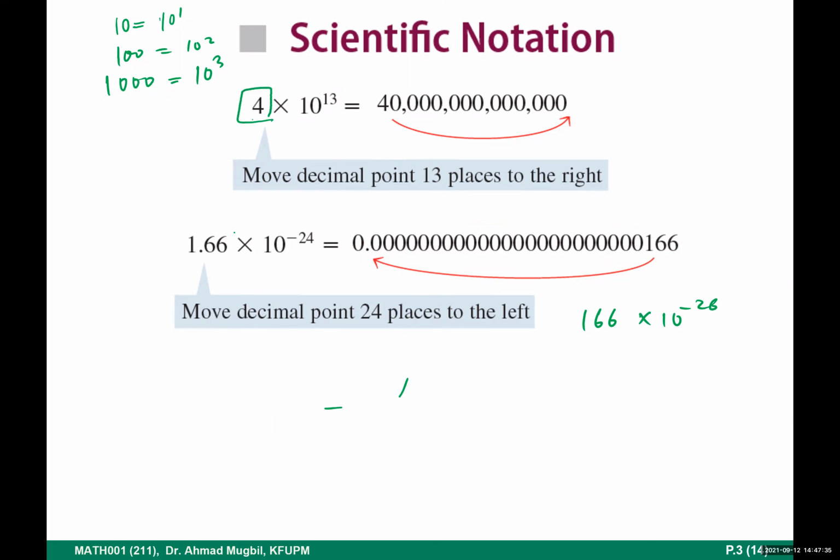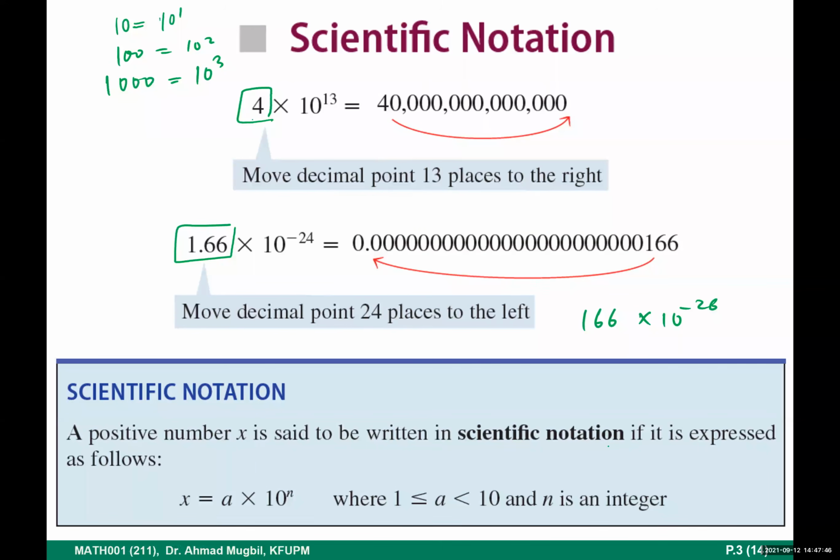We want the numbers here that are multiplied by 10 and its powers to be a real number between 1 and 10. And this is what is called the scientific notation. So for any positive real number x, it is said to be written in scientific notation if it can be expressed in this way.